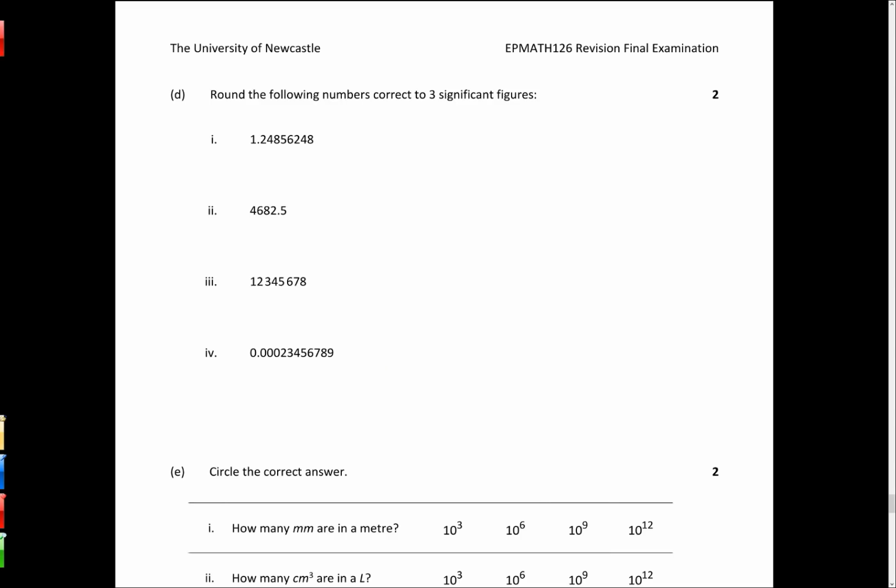Next, we've got 3 significant figures. I will walk up first, second, third significant figure. I'll put a line there. Will I leave the 4 alone or take it up? Well, it's followed by an 8, so I will take it up. So 1.25 is what I'll do there.